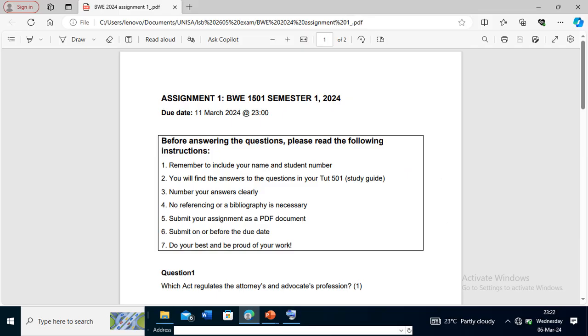So guys, it is very important that before you attempt to answer an assignment, you always read the instructions. Every assignment in every module has instructions. Most students fail modules because of not following the instructions. Whether you're writing an examination, an assignment, or whatever, there will be instructions, so please make sure that you abide by them.